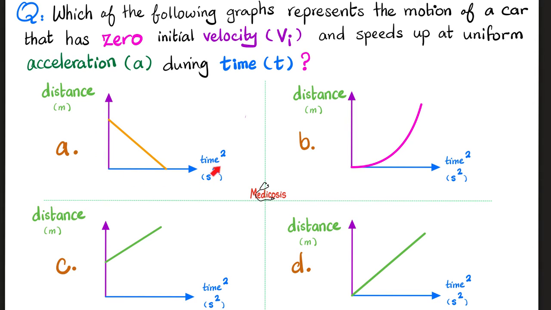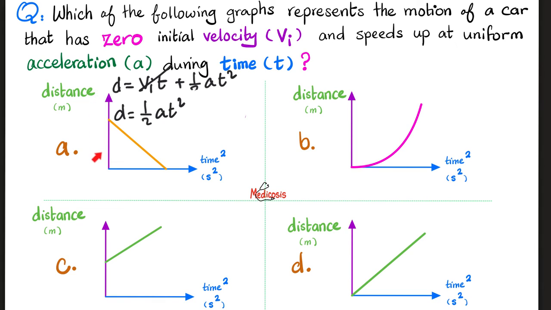All right, what do we have here? Oh, distance over time squared. Do you remember the equations that look like this? D equals VIT plus half of AT squared. They said that the initial velocity is zero, so you can ignore this part. And then D equals half AT squared.